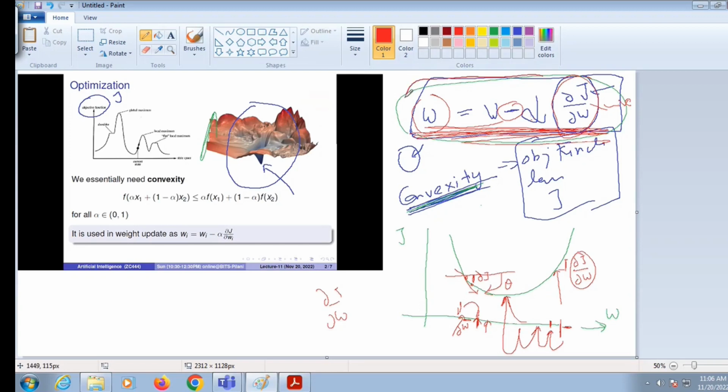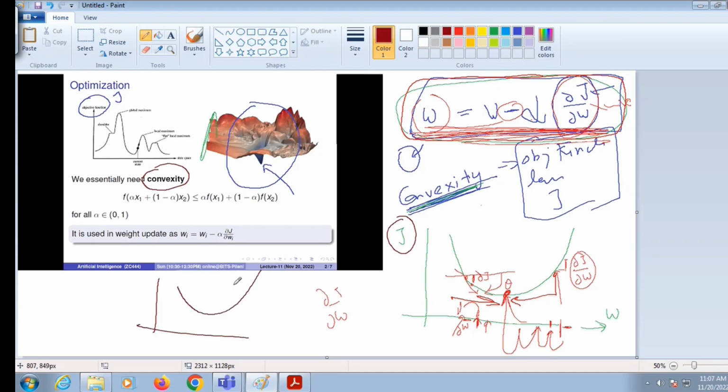This particular formula is the right strategy, because in this scenario, if you are here, you are coming here, and if you are here, you are also coming here, where this is the optimal. So it means that this formula is a good formula. But this formula works only if there is a property in this particular function, and this property is called convexity. And what is convexity? Convexity is this.